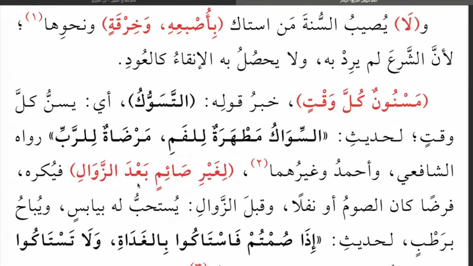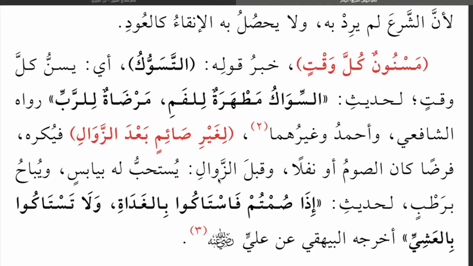He says لغير صائم بعد الزوال. So it's all times except for a fasting person after zawal. And الزوال is the time of dhuhr. What's the ruling here? He says فيكره. Then it's disliked after the zawal, after the adhan of the dhuhr, for the fasting person. If he's not fasting, then it's recommended at all times. This is what is meant here. He says فيكره فرضا كان الصوم أو نفلا, whether it's an obligatory fast or naflan, a recommended fast.